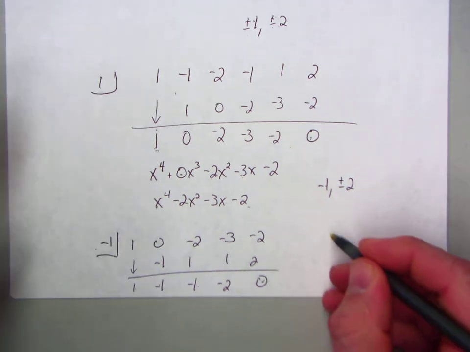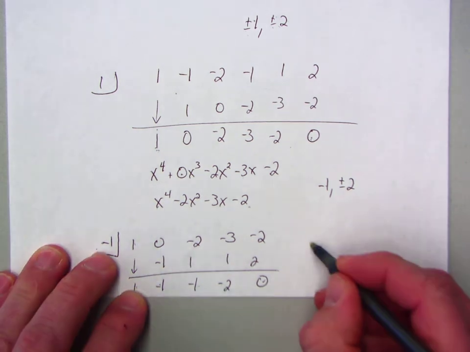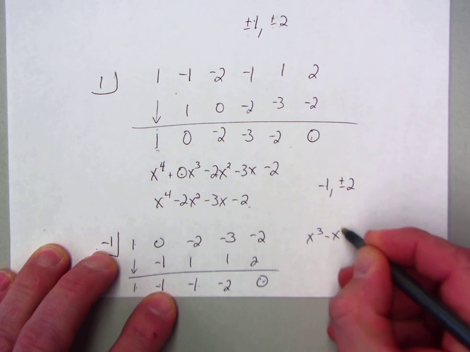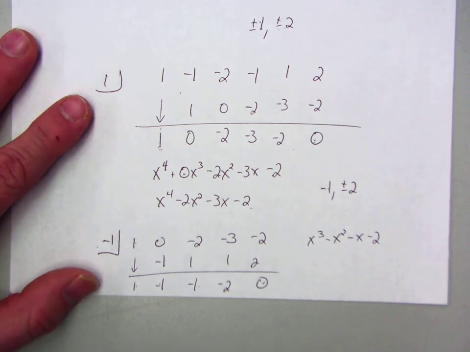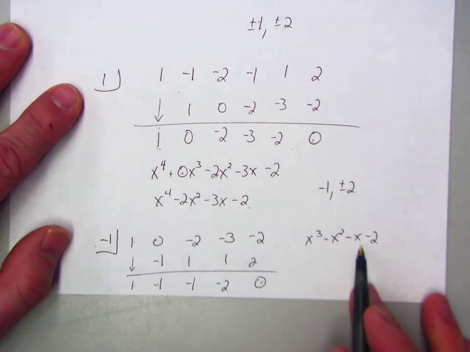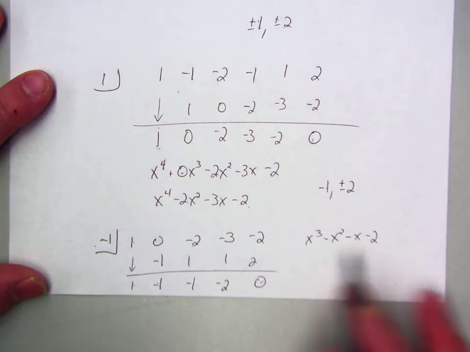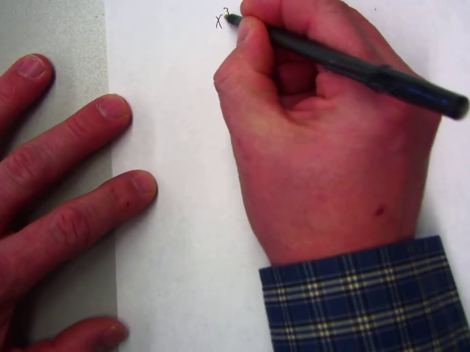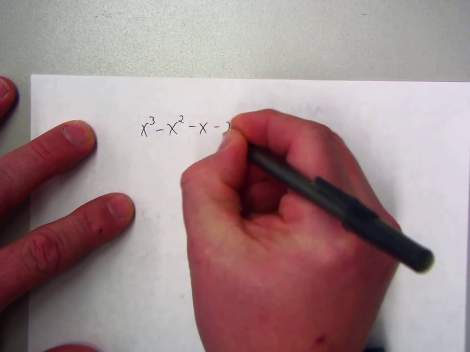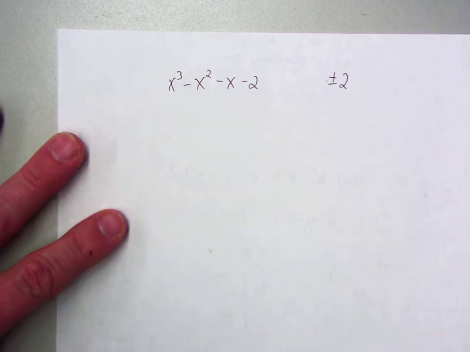So now this is a quartic, a degree of 4, and I decreased it by 1, so this becomes x cubed minus x squared minus x minus 2. All right, I still can't factor this, so I have to use this whole process again. Remember we have positive 2 and -2 left to try.